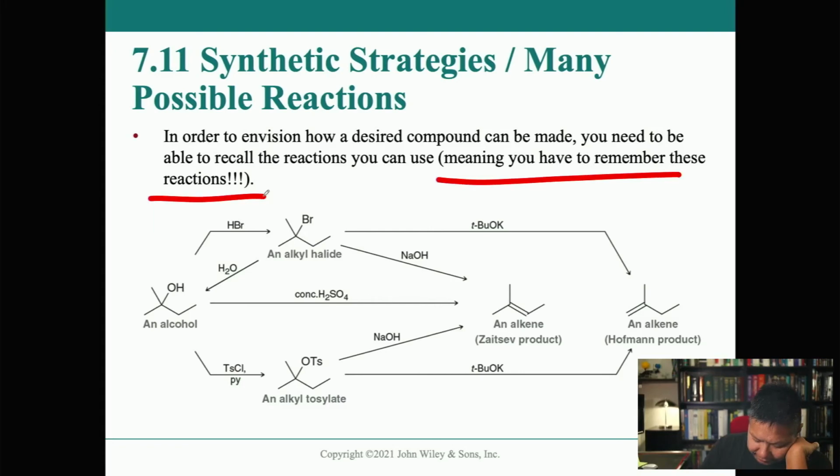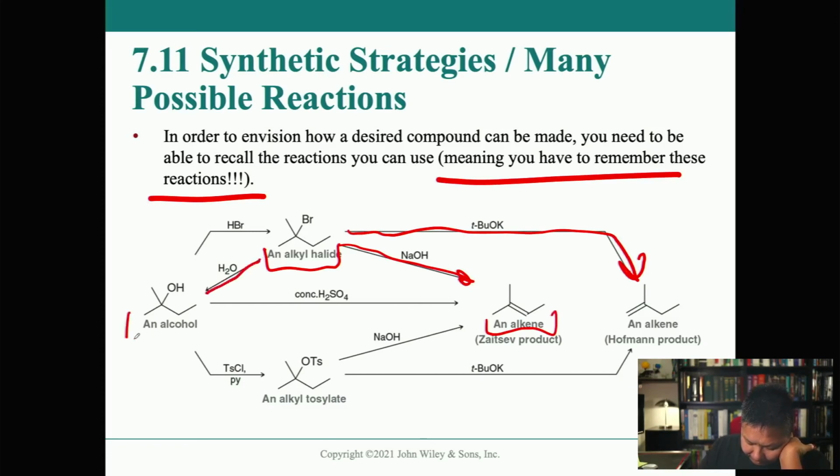Okay? So here we have another alkyl halide. We treat it with tert-butoxide, and what do we get? We get an alkene, which is the Hofmann product. We treat it with sodium hydroxide. We get another alkene as a Zaitsev product, right? Or you can treat the alkyl halide with water, and you'll get an alcohol, right? Treat that alcohol with concentrated sulfuric acid, and you get the alkenes again, right?